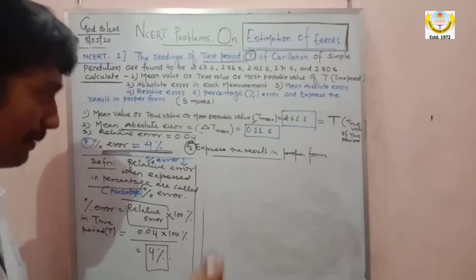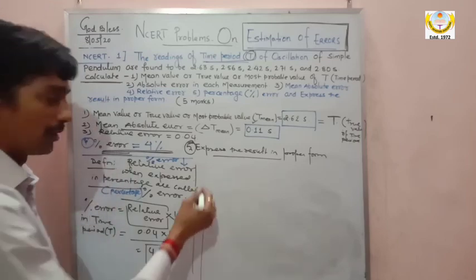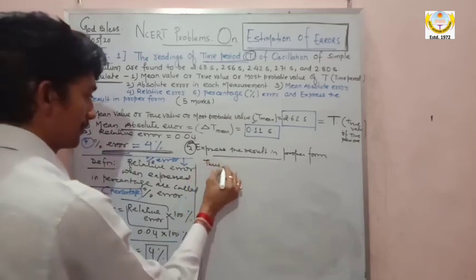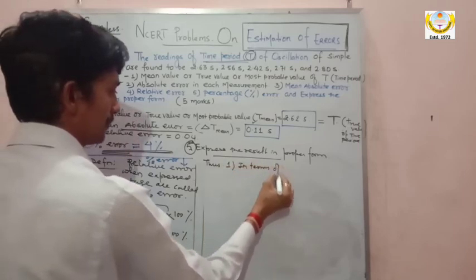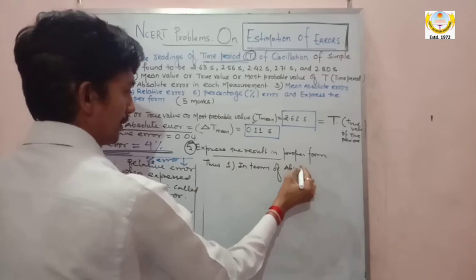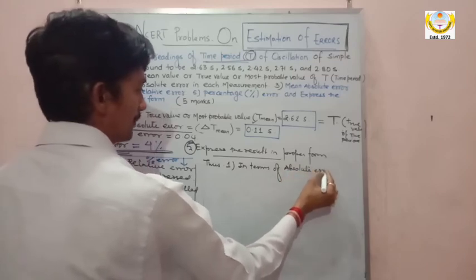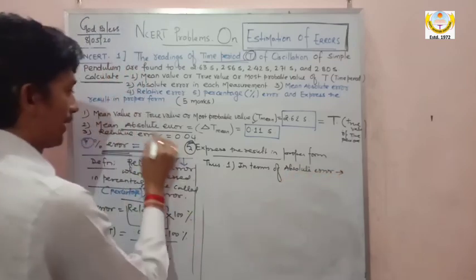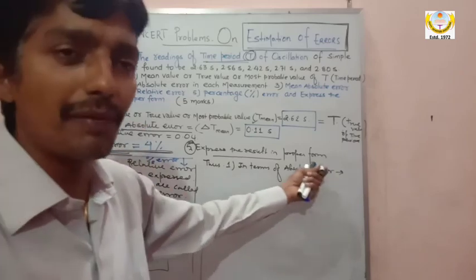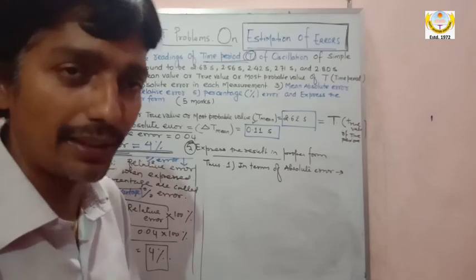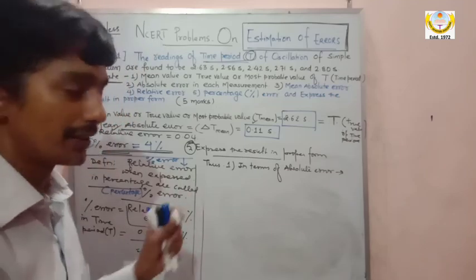So now I will show the form, which I had just told you. Number 1, in terms of absolute error. As I told you, mean absolute error. I say in terms of absolute error because it can be positive and negative, right? Expressions, I'll show you.